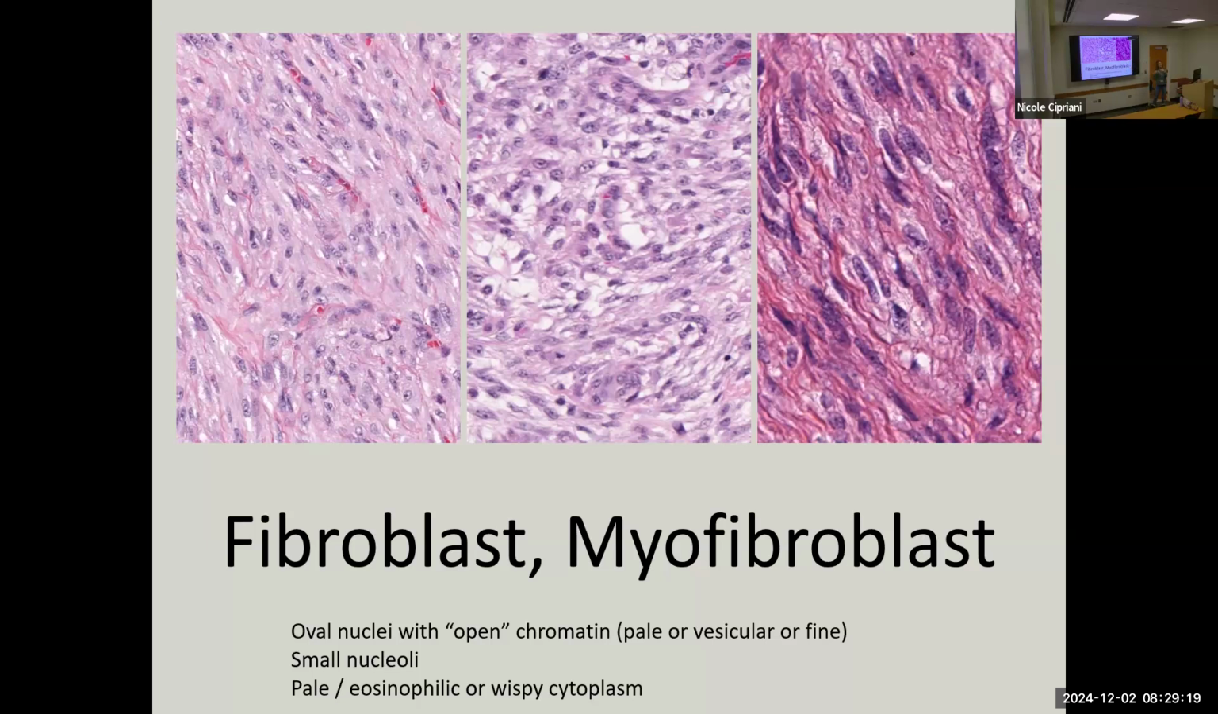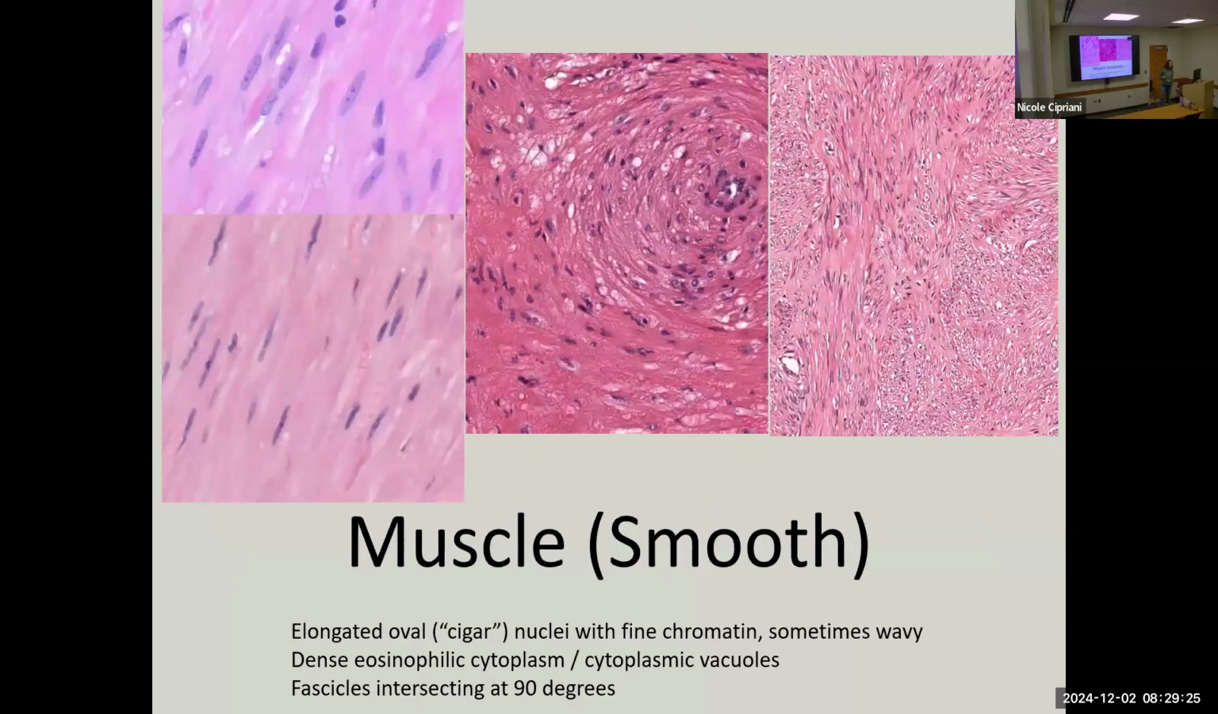These may stain with a myogenic marker like SMA, desmin. They may not. When you're thinking about smooth muscle, right? These often have very elongated, cigar-shaped nuclei that don't have tapering ends, with very dense eosinophilic cytoplasm that is different from the stromal collagen, right?